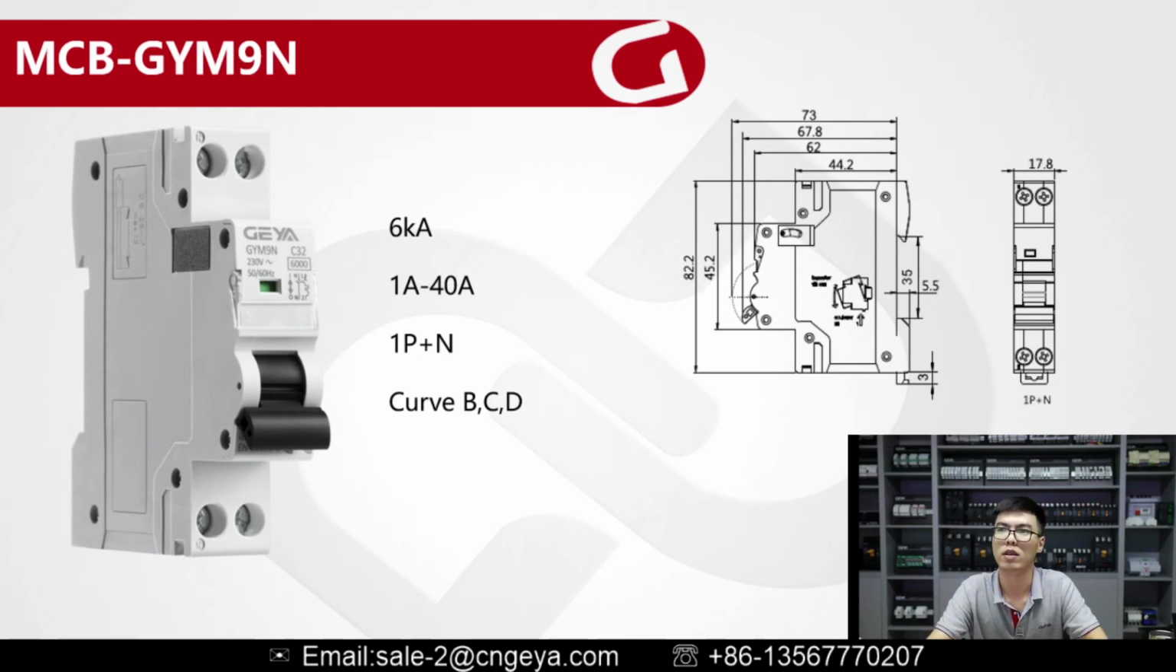Now on the screen you can see this GYM9N. Its width is the same as a single pole. It's only 17.8 millimeters, so it's very thin. And then it saves space, and is also more economical than normal items.